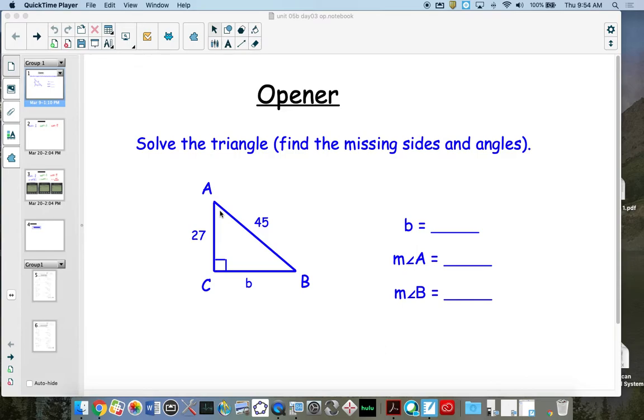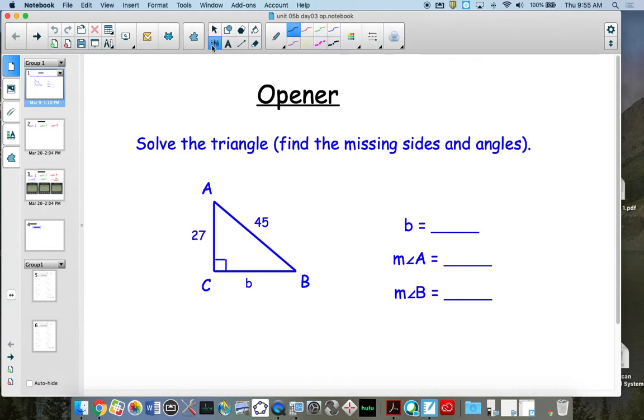Solving a triangle means find all the lengths of the missing sides and all the measures of the missing angles. So in this problem, we have one missing side and two missing angles. So let's start with the side. Because this is a right triangle, hopefully you remember the Pythagorean Theorem. A squared plus b squared equals c squared, where a and b are the two legs and c is the hypotenuse. Now it just so happens this one's labeled b, but you can set it up any way you want.